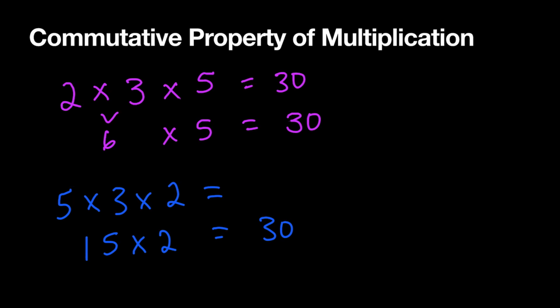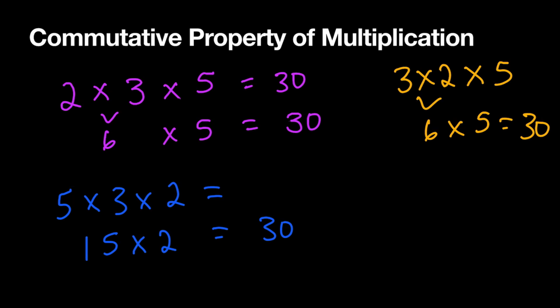Let's try it one more way. Let's say we're doing 3 times 2 times 5. The numbers are again flipped around. But again, if we multiply, same deal. 6 times 5 is 30. And it helps whenever you get a problem like this.